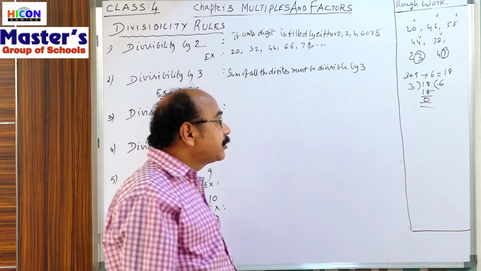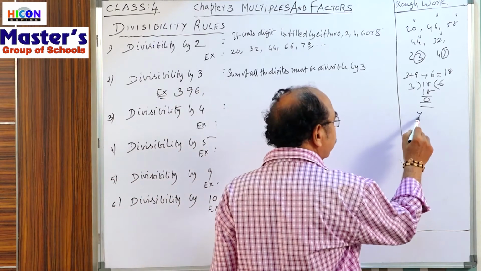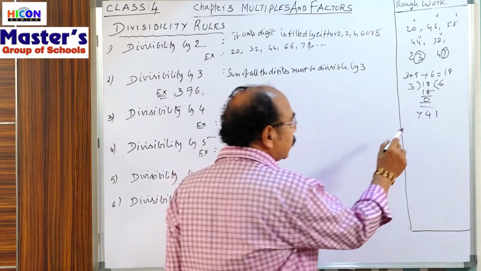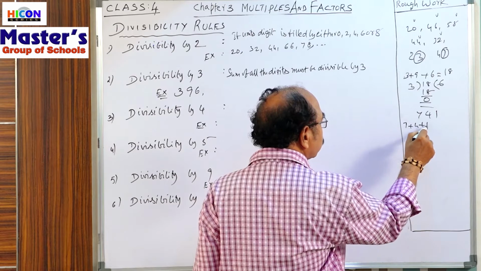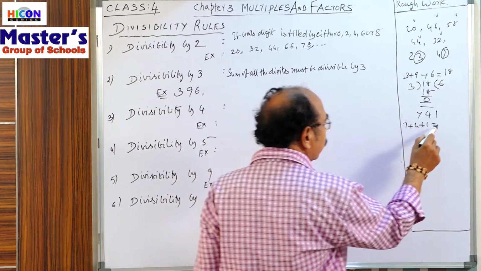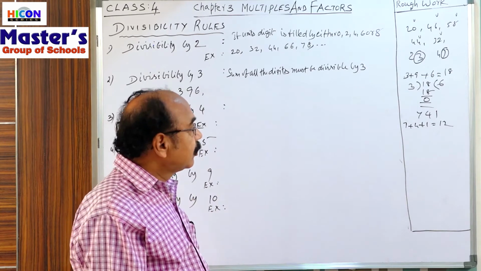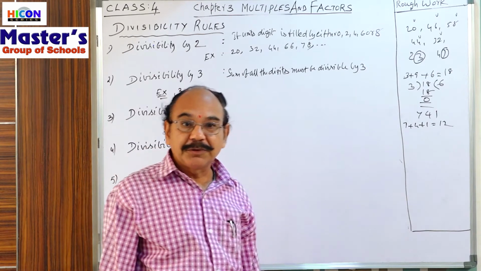One more example you see here, suppose 741. Add all the digits. 7 plus 4 plus 1. 7 plus 4, 11. 11 plus 1, 12. 12 is divisible by 3, because the sum of the digits is divisible by 3.